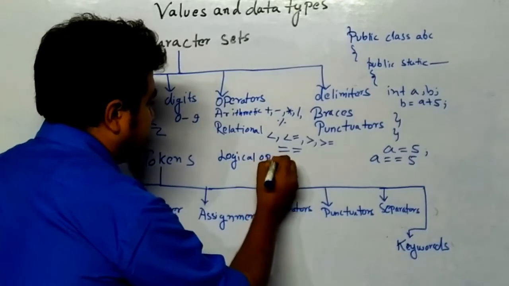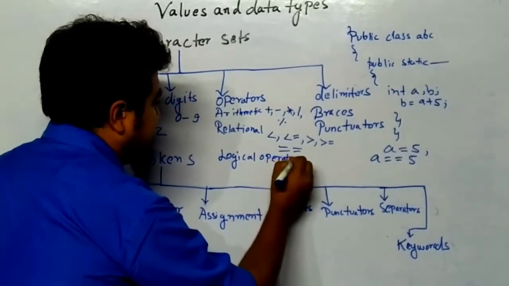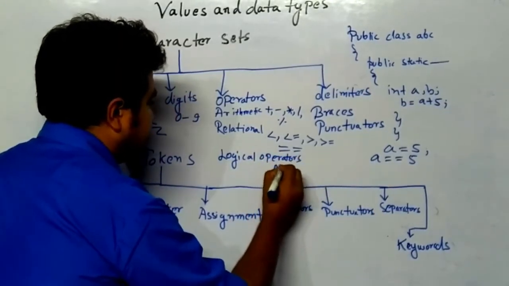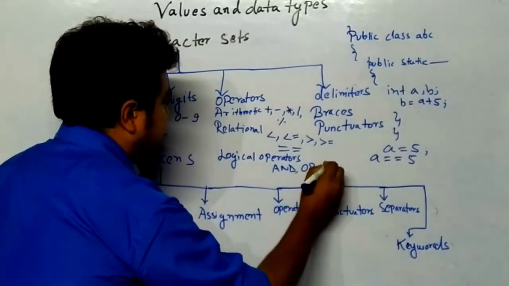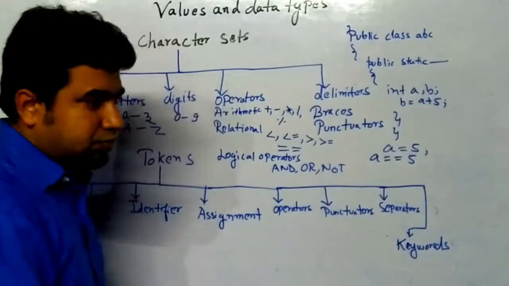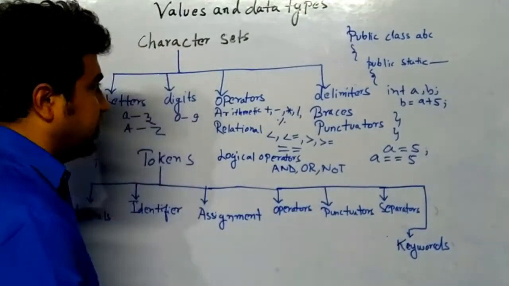These are operators. Logical operators are and, then the other operators are or, not. We will be discussing these things later. In the operator chapter also we will be discussing.